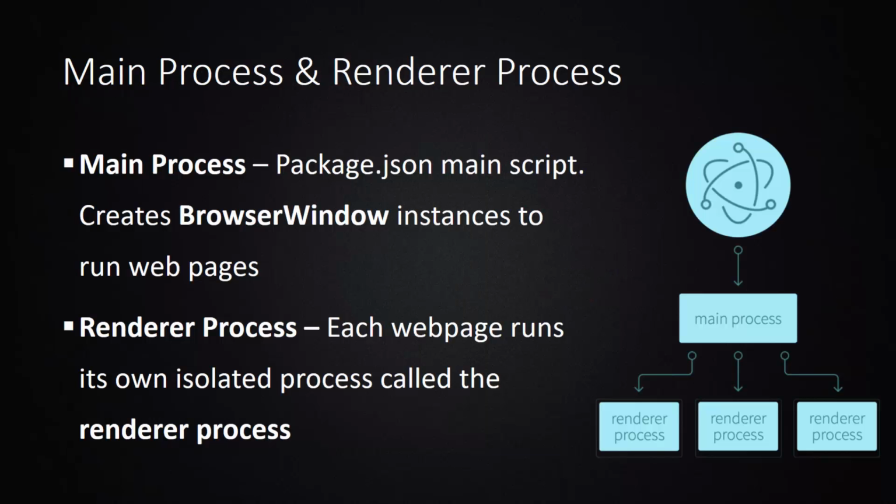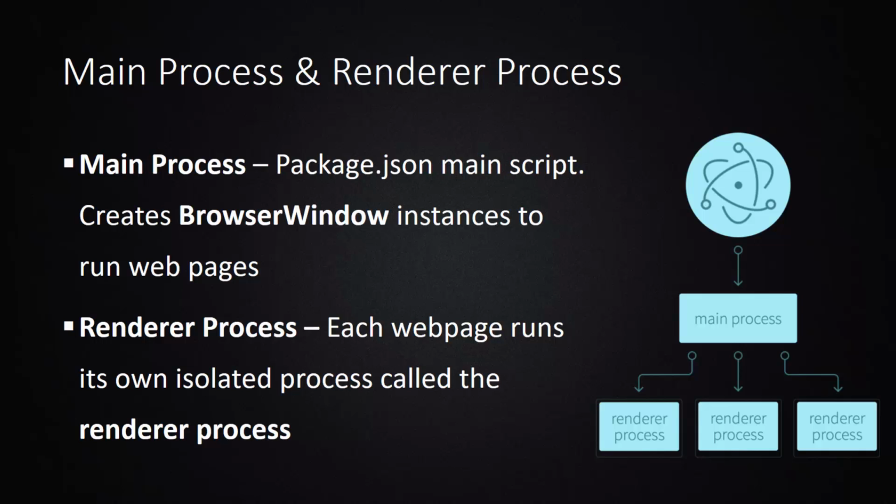Okay, so I'm going to try to explain as best as I can how Electron works behind the scenes. Alright, so there's a main process and there's a renderer process. The main process runs the package.json's main script, which is usually called main.js, but you could call it anything. It can display a GUI, or graphical user interface, by creating web pages, and then every web page runs its own renderer process.